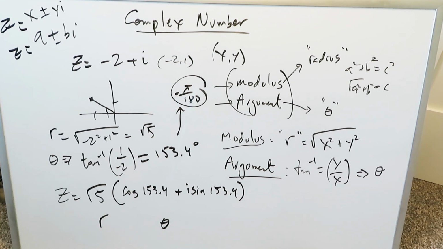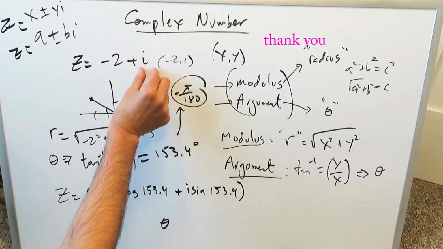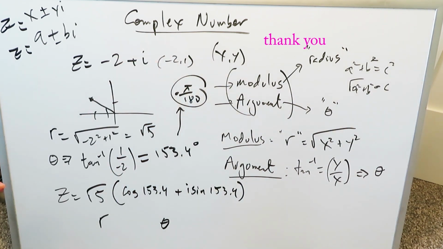Remember, a complex number has a real component, which is this part right here, and an imaginary number, which is this part. That's why it's called complex, because it has representatives of imaginary and real numbers.